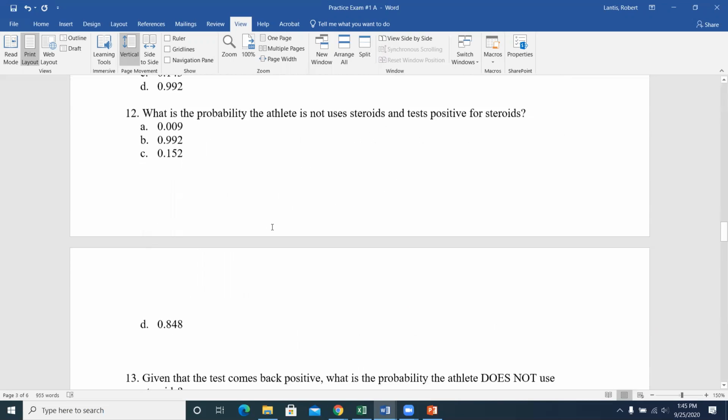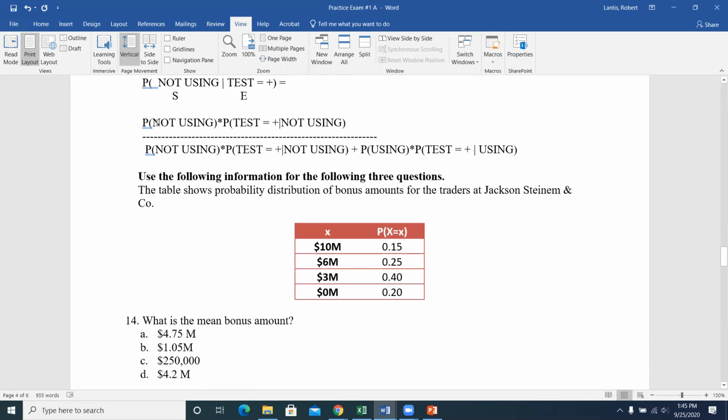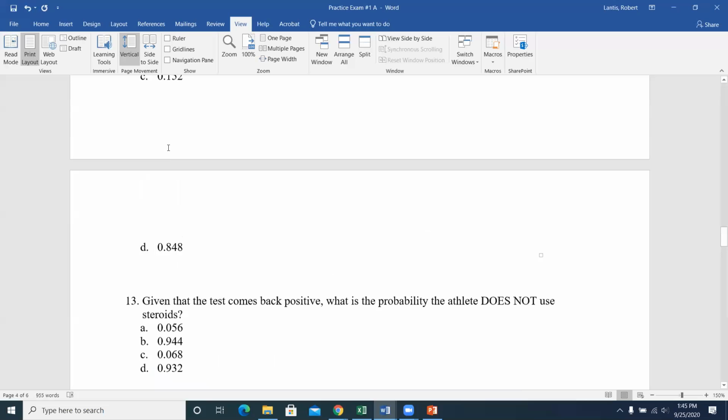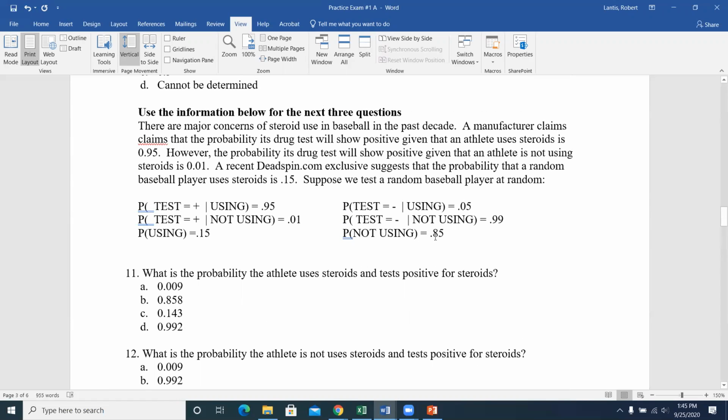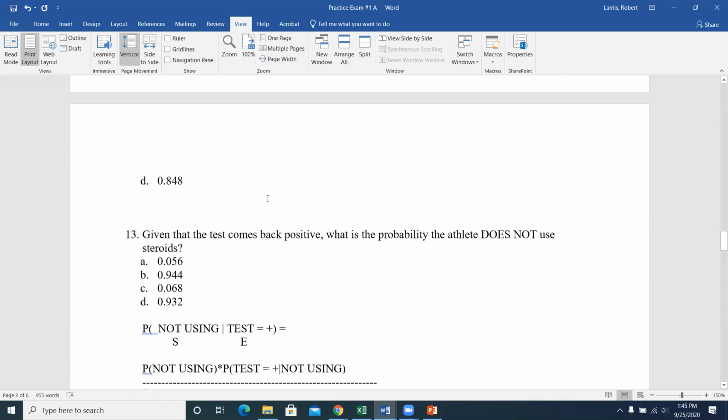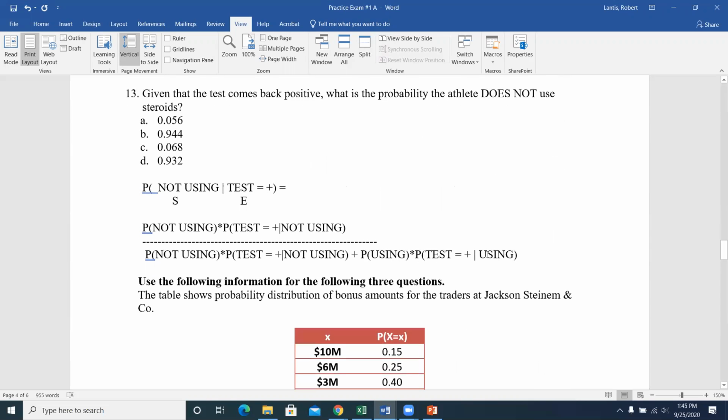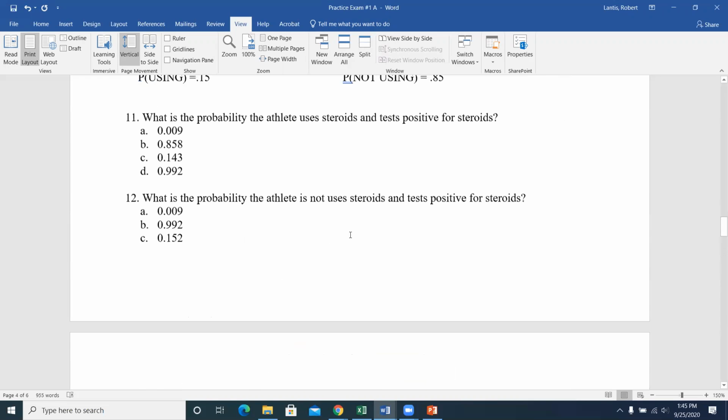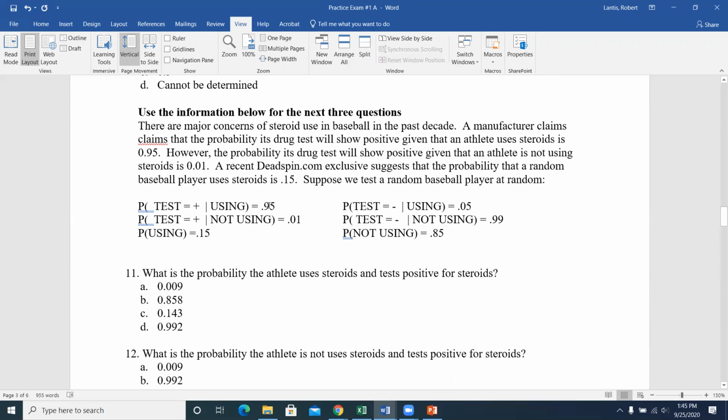0.15. Actually, I think I might have said that backwards. The probability they're not using is 0.85. I think I went up here and grabbed it. Sorry, I just want to clarify that. Then the probability that given that they're using, the test comes back positive, given they're using, the probability the test comes back positive is 0.95.